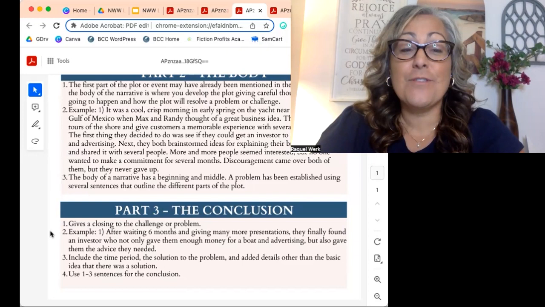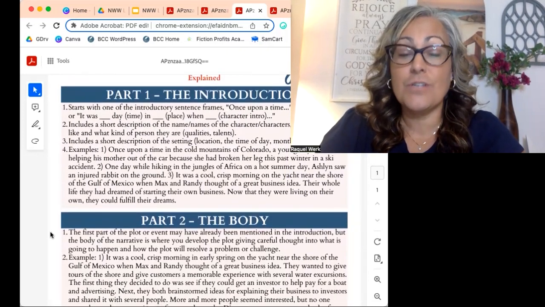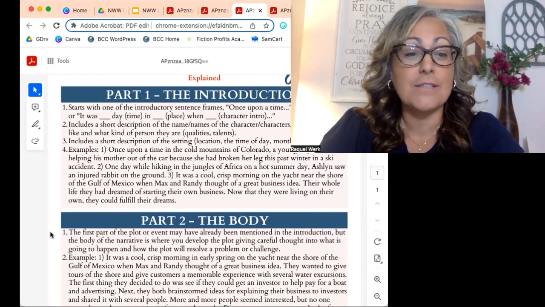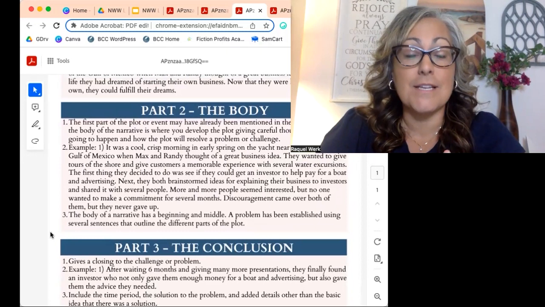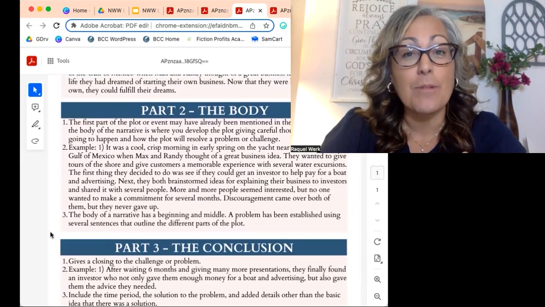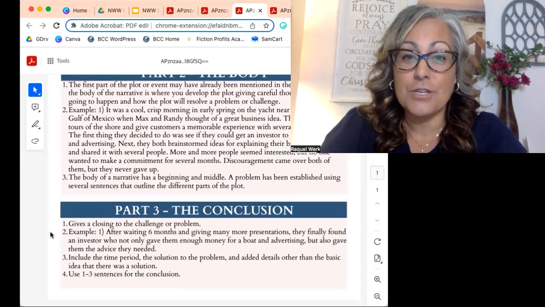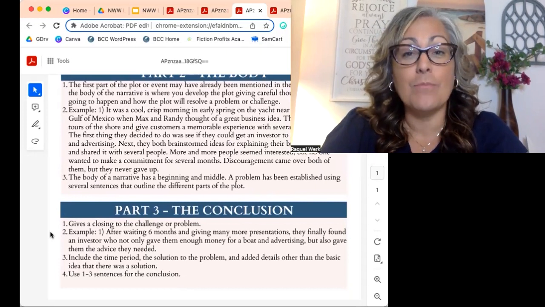And that's it for the basic narrative paragraph. You have the introduction, which is about 1 or 2 sentences. Then you have the body, where you're going to give more of the details of the plot and the action that's happening, including and leading up to a particular problem. And then your conclusion, which is 1 to 3 sentences, where you explain how the problem was solved.